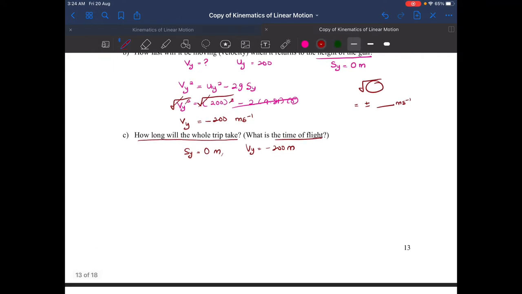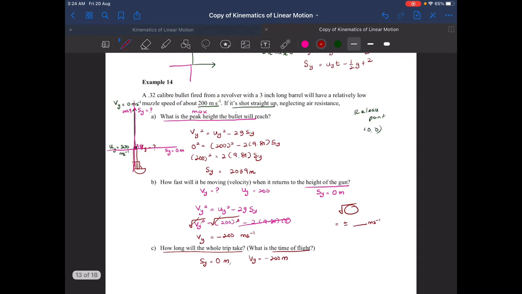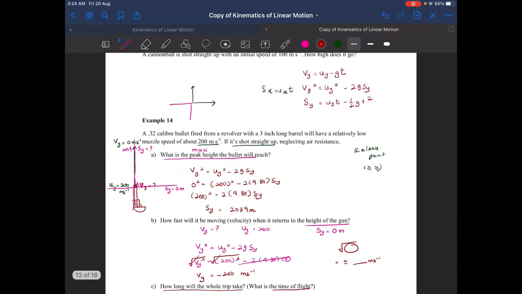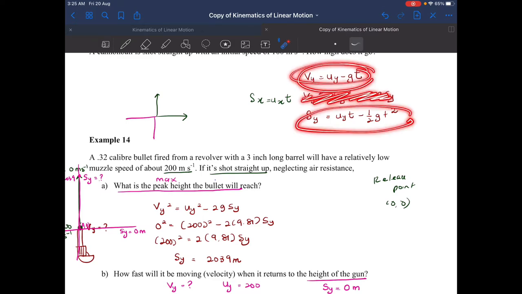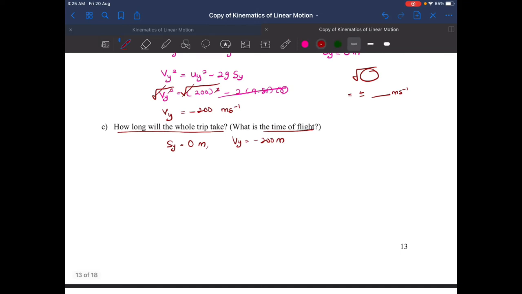So we want time, isn't it? We have SY, VY, UY. So I think we can use any formula. This one we will use because there is no time. We can use this one, or this one too. But Miss wants to use this one. You get the same answer.